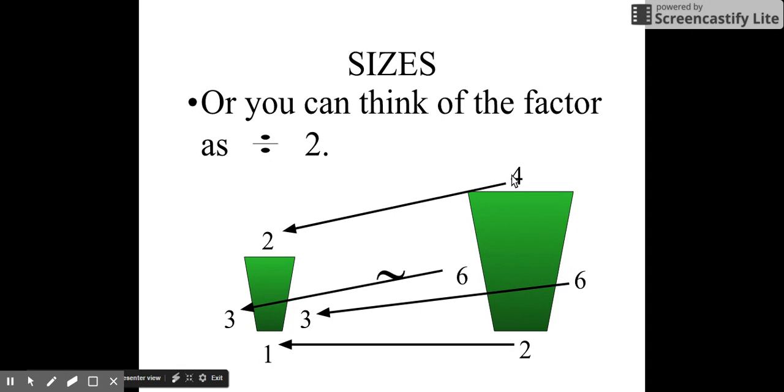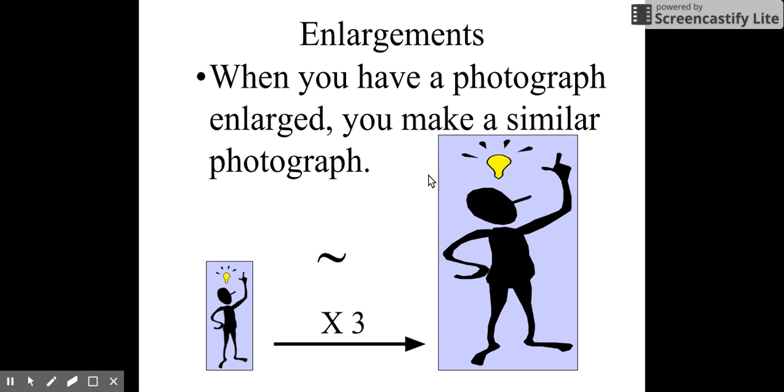Now, the other thing is you can actually think of this going backwards. So from 2 to 4, you multiplied by 2. But if we're looking at this from the 4's point of view, going from 4 to 2, that would be a reduction of 2 or division of 2.